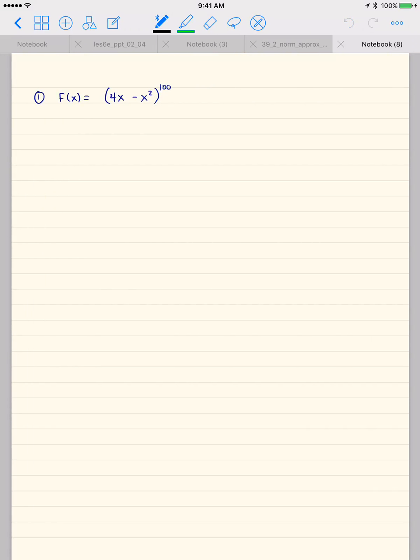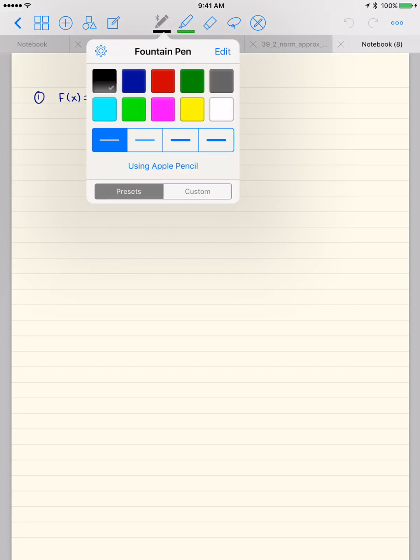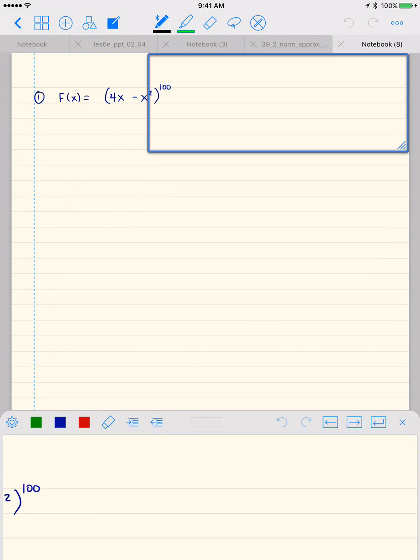This is our first problem. Here's f of x equals 4x minus x squared, quantity to the 100th power. And here's what we're going to do. Now, I'm going to write the chain rule just as a reminder over here. This is our chain rule.